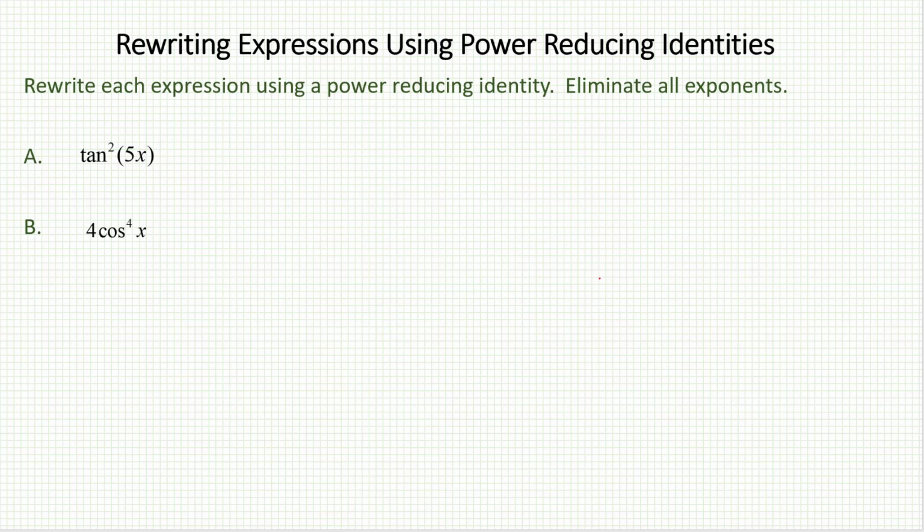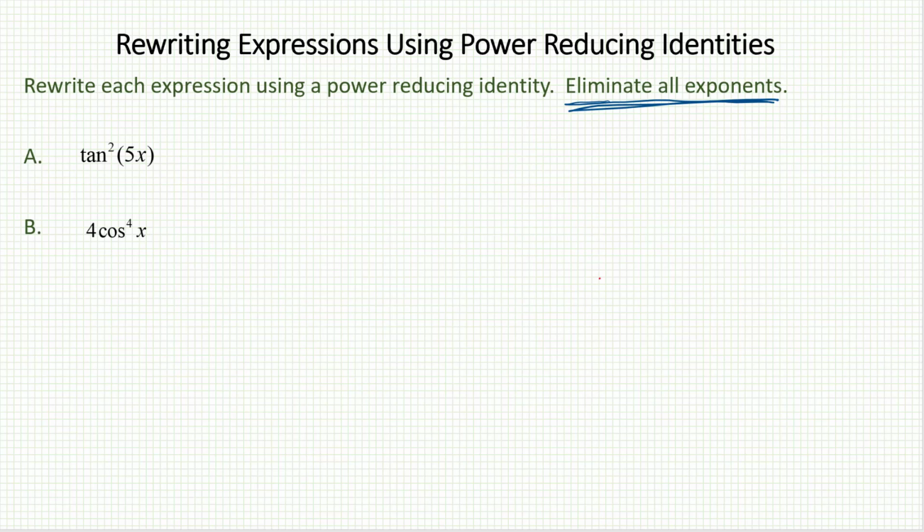Rewriting expressions using power-reducing identities. So the goal in these problems is to get rid of the exponents. I would like to have an equivalent expression, but where there is no exponent. And that's really what the power-reducing identities are for.